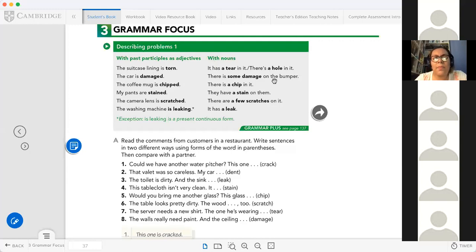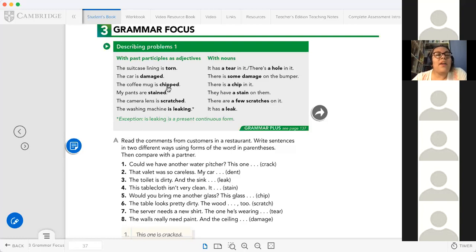Anybody has any idea what the bumper is in a car? What part of the car is the bumper? Anybody knows? The bumper? La defensa? Yeah, exactly. Very good. The bumper of a car is la defensa, what bumps into other things. So yeah, there is some damage on the bumper.